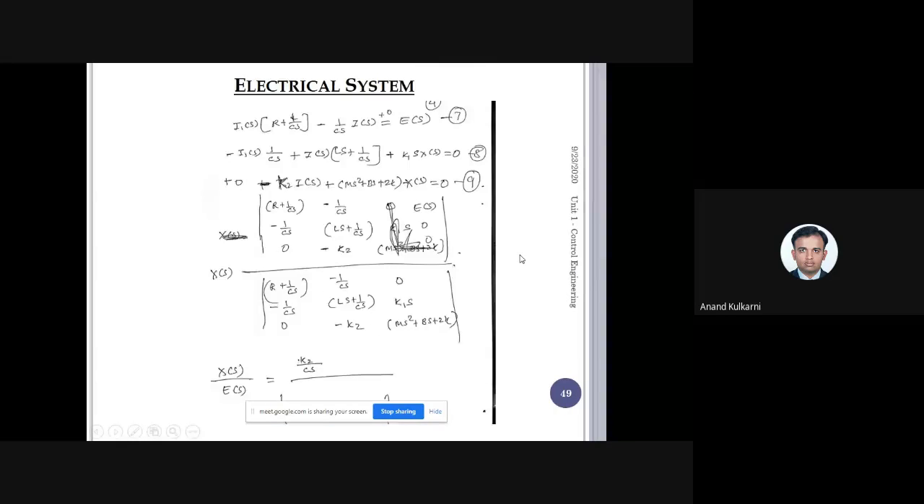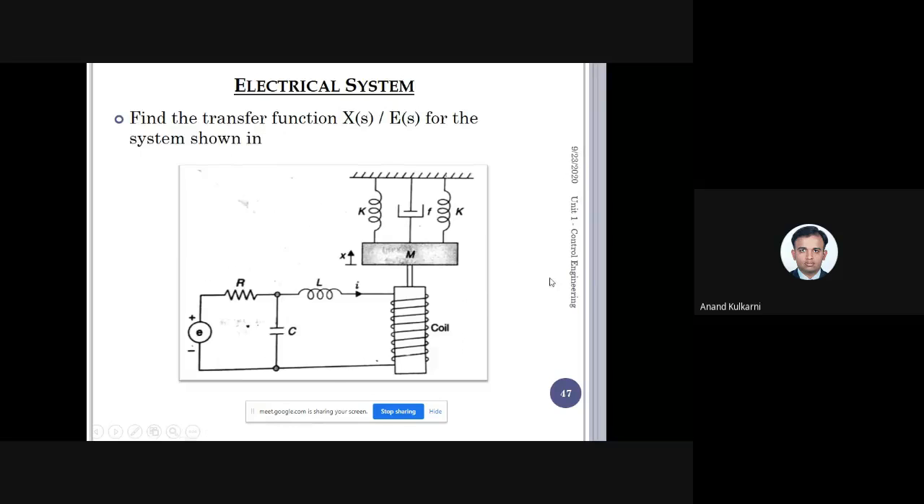If you see this problem, here this is one loop. For that, you have to write one equation. This is the second loop. You have to write the second equation. This is a spring mass system. You have to write the third equation. Basically you have to write three equations.